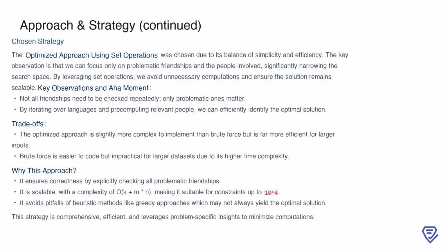The optimized approach ensures correctness by explicitly addressing all problematic friendships, and its complexity of O(K + M*n) makes it suitable for inputs as large as 10 to the power of 4. This strategy is both comprehensive and efficient, leveraging problem-specific insights to minimize unnecessary computations while guaranteeing scalability.